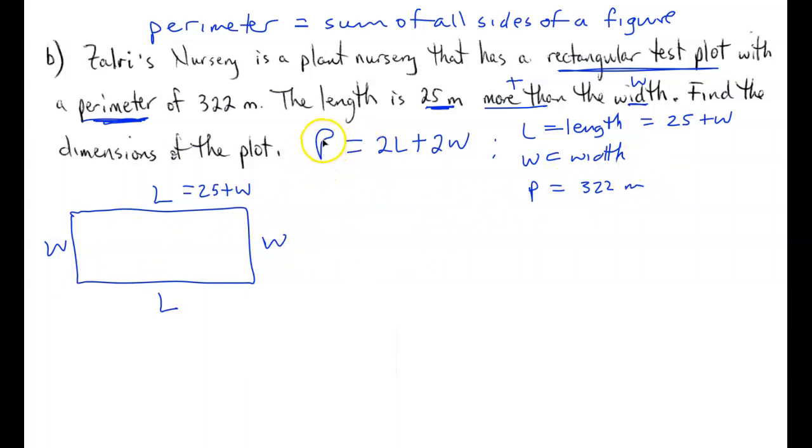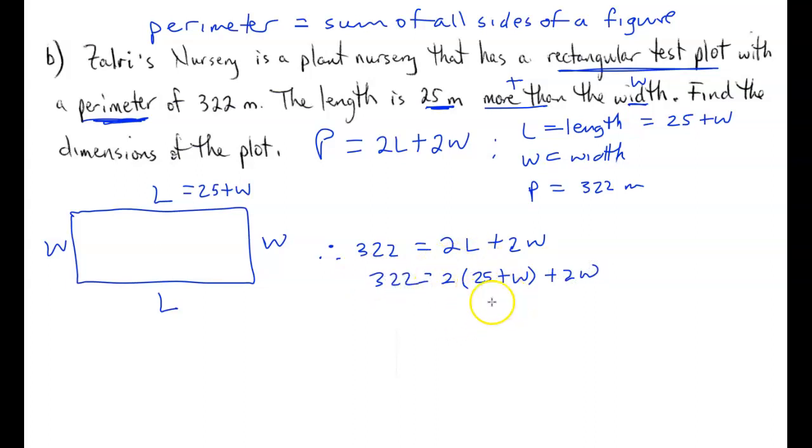So we know our perimeter here is 322. So therefore we can say 322 is equal to 2L plus 2W. And we know that length as expressed in terms of width. So we can say this is 25 plus W is equal to 2W here, 322. And so now from here, we just need to solve for W.